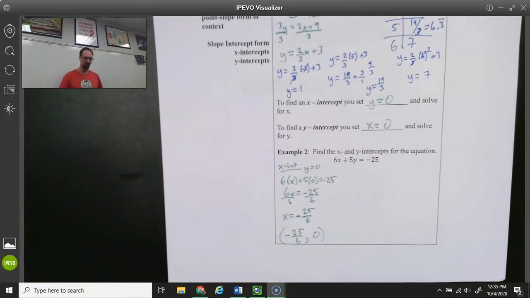I forgot to grab my calculator. Doing negative 25 sixths, I don't know that. So again, always make sure you have all the tools that you need before you start recording. This is probably the 15th time I've done this so far.